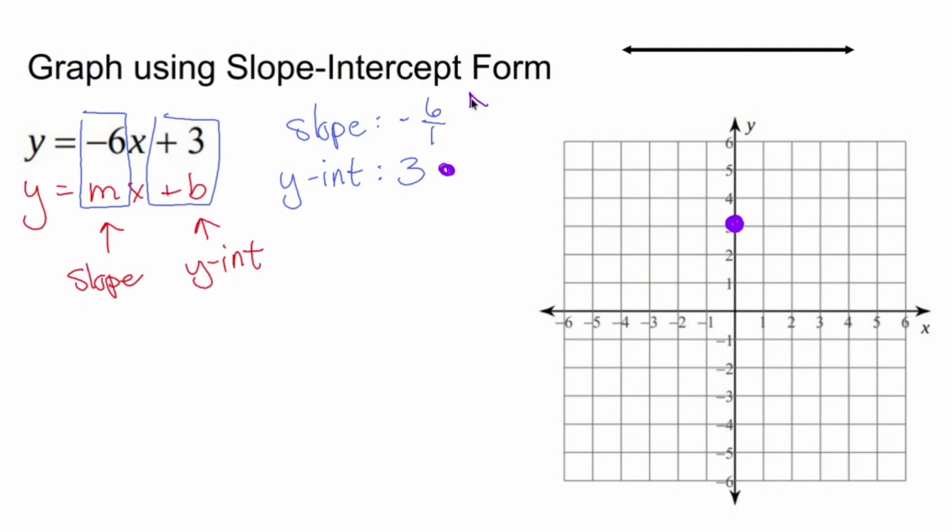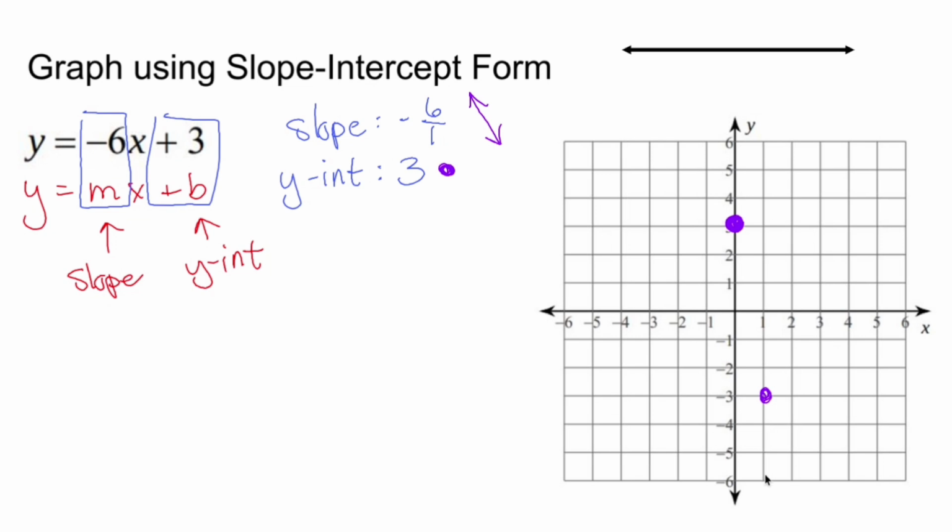This is a negative slope, which is up and to the left. So I'm going to go up 6, left 1. So let's go up 1, 2, 3. I can't go up 6, left 1. So that also means since I can't go up and to the left, I can go down and to the right. So I'm going to go down 6, right 1 instead. Down 1, 2, 3, 4, 5, 6, right 1.